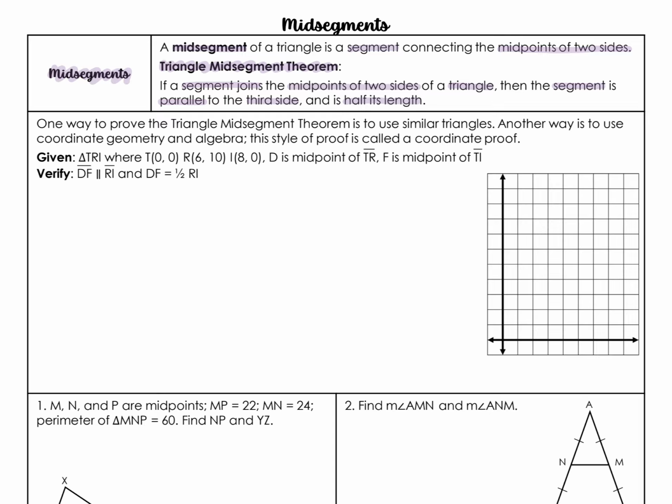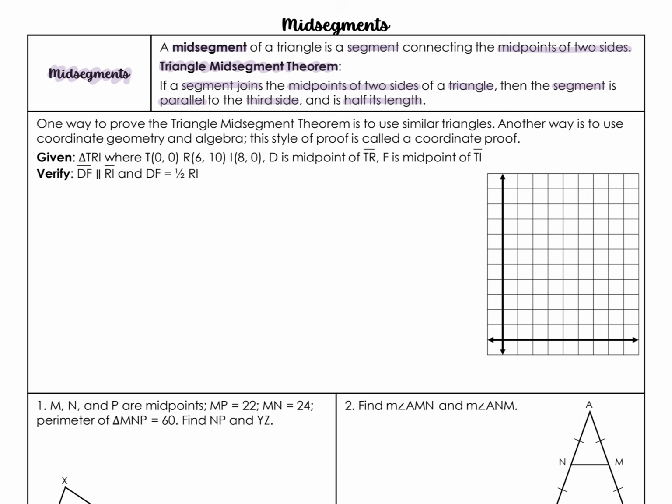One way to prove the midsegment theorem is to use similar triangles. Another way is to use coordinate geometry and algebra. This style of proof is called a coordinate proof, so it won't look like our normal flow proof process. We are going to use our distance formula, midpoint formula, slope, all of those to prove this theorem.